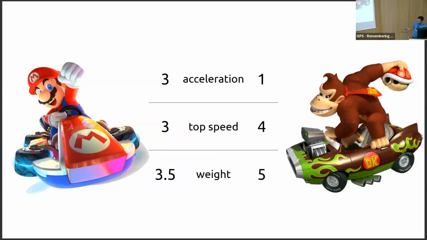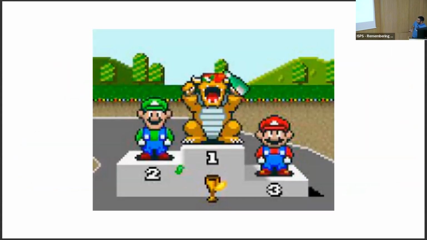So here we have Donkey Kong, and each one has different traits: different acceleration, top speeds, weights, etc. They behave really differently. If you play the game, you know it. And finally, they compete to see who will get there first. So the criterion is minimal time, and whoever gets first gets the trophy.